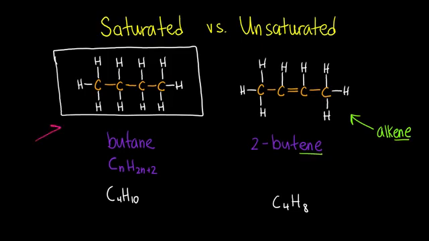So this is an alkane, and on the right we have an alkene. The ending "ene" means double bond. The formula for a branched alkene is actually the same as that for a cycloalkane, which is CnH2n.